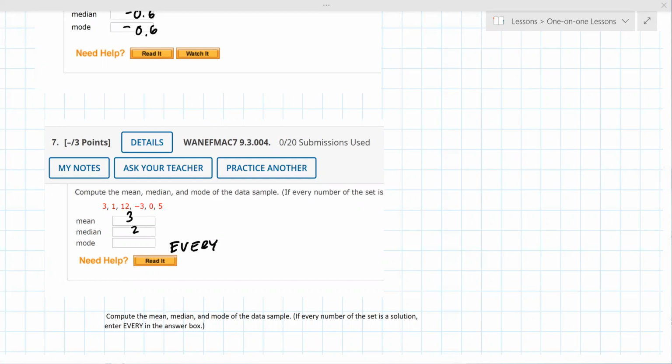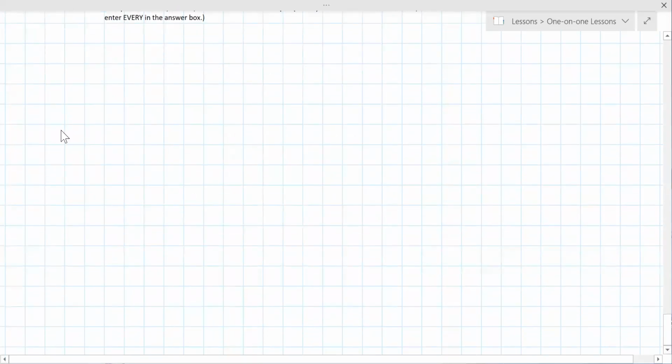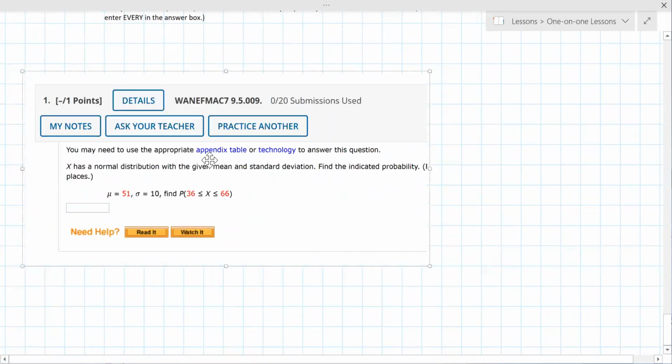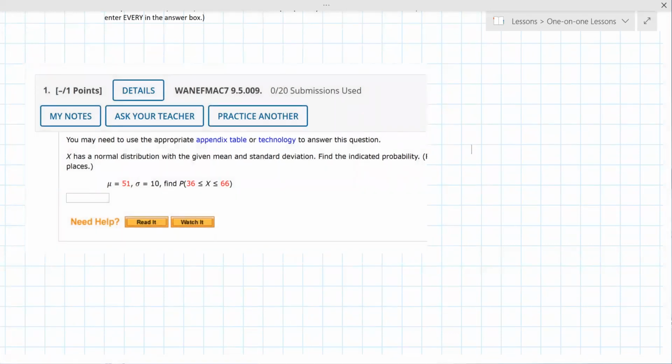We will be using your calculator again for this. Okay, so number one is a normal distribution. All these are normal distribution problems. It tells you it's a normal distribution. You need a mean, standard deviation, and what you're finding between. Your calculator has these built in.